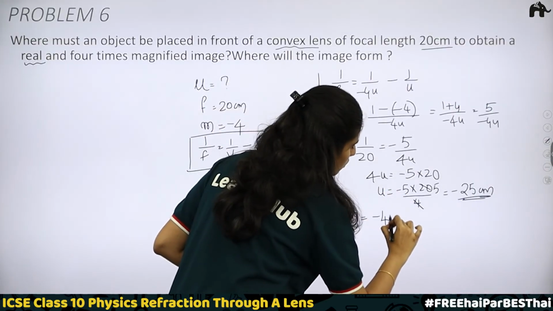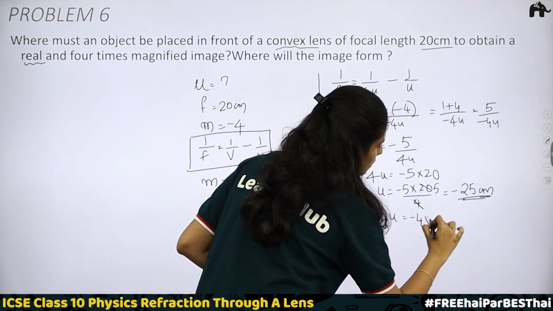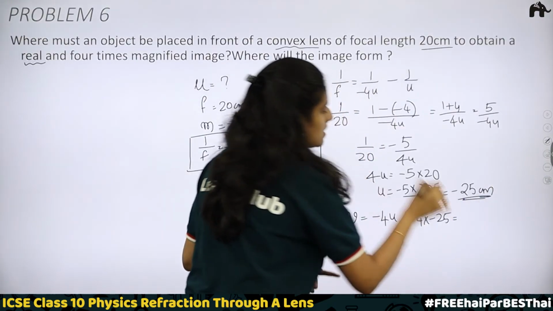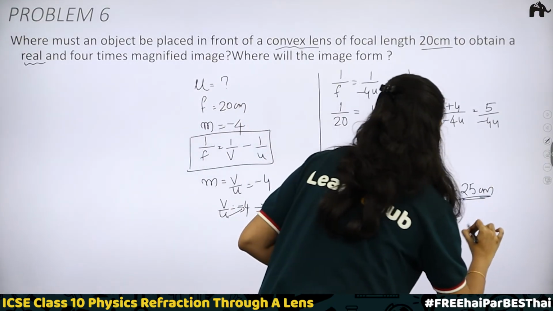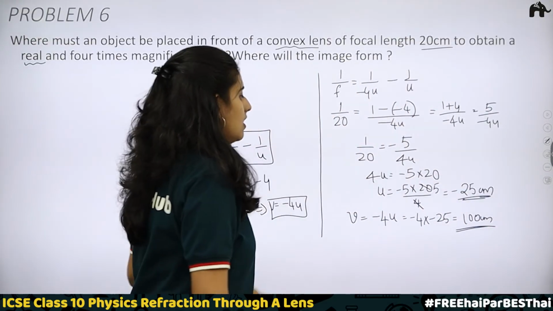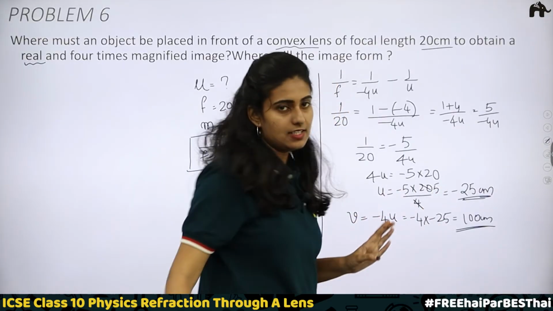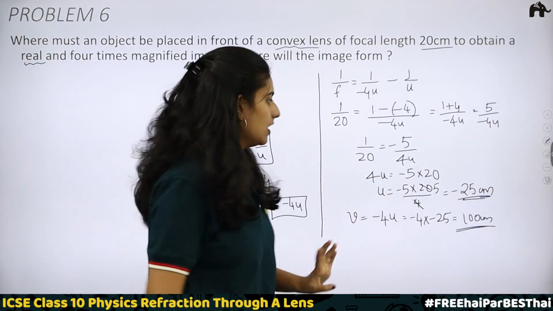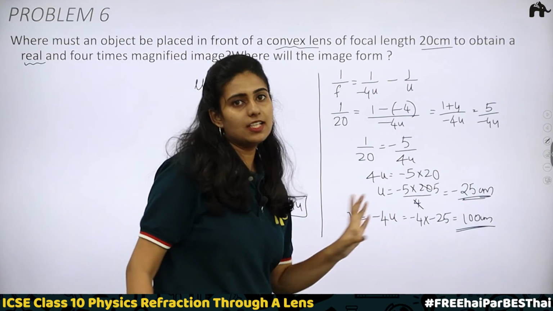V is equal to minus 4u, minus 4 into minus 25. Minus into minus is plus. 4 into 25 is 100. 100 centimeter. At a distance of 100 centimeter behind the lens, the image will be formed. Clear? We have determined the object distance and image distance.